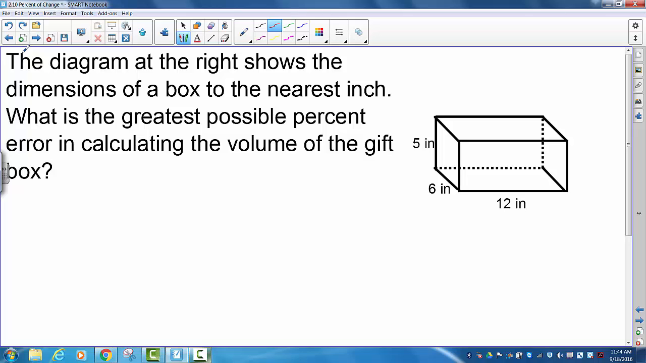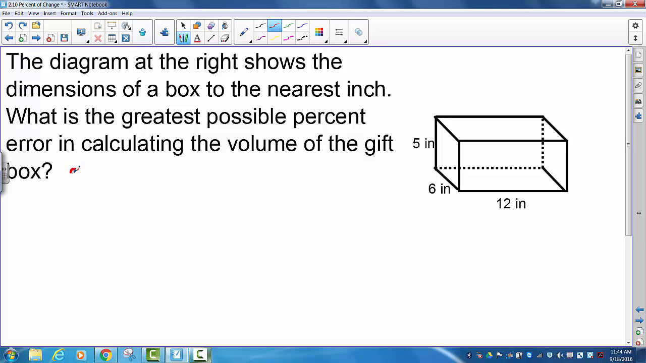Okay, the diagram at the right shows the dimensions of a box to the nearest inch. What is the greatest possible percent error in calculating the volume of the gift box? Alright, so if I measured it to the nearest inch, first of all, let's find out what the volume of this box is. Remember, volume is equal to height times length times width.